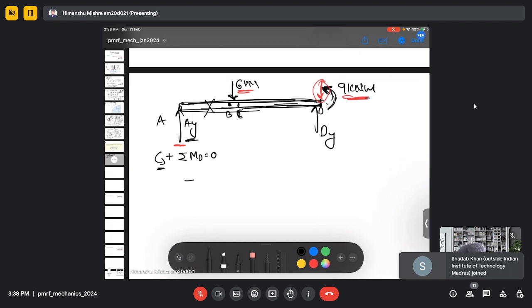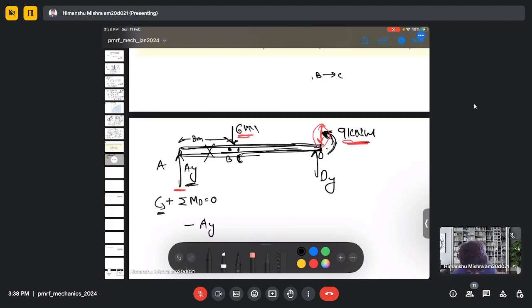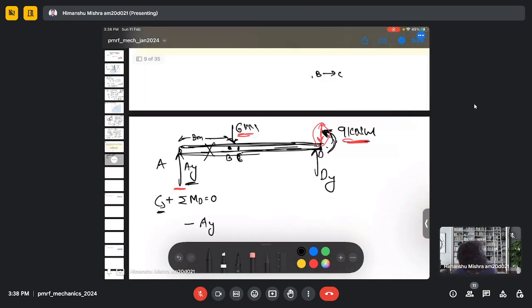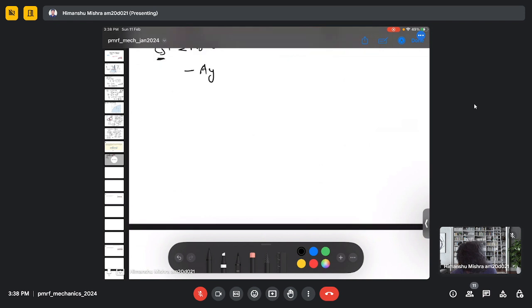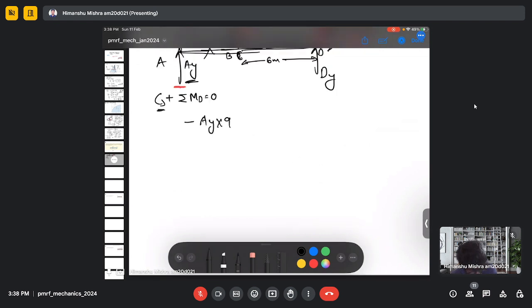So it will be AY. The distance is 3 meter, and this is 6 meter. So it will be 9.